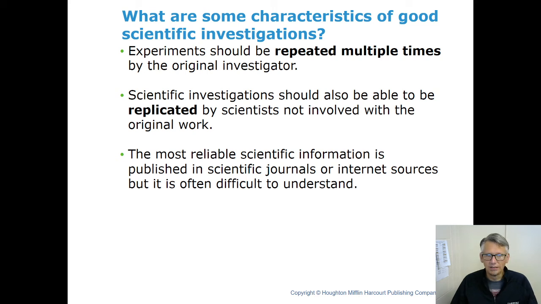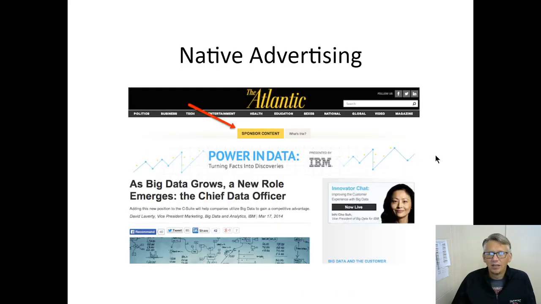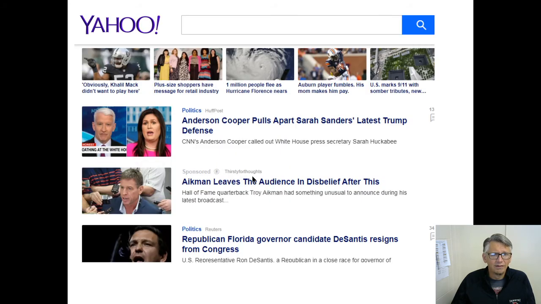And at some point in time, hopefully in your life, you'd be able to publish something to a journal or the internet. And once again, we learned that not everything on the internet is true. One thing that is out there now is called native advertising, and it is going to show up as sponsored content. That means that someone is paying for it. Here, this is sponsored. That means that someone is paying to have this on Yahoo. That's how they make their money.